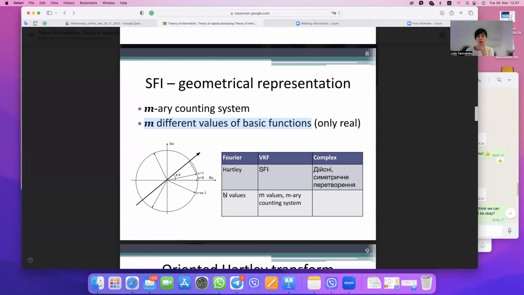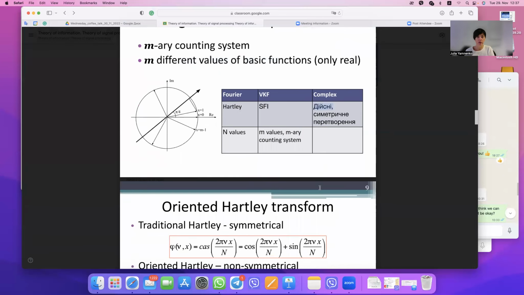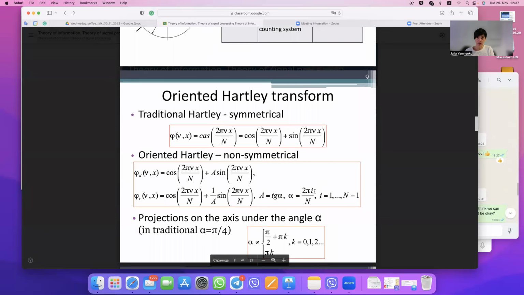And if we have a look at the first vertical column of this table, we compare Fourier and Hartley. The common feature for them both is n values of different functions. And the common feature for VKF, Vilenkin-Christensen, and the symmetrical transform at finite intervals is that they have only m values, that is much less than capital N. And we also use the m-ary counting system.